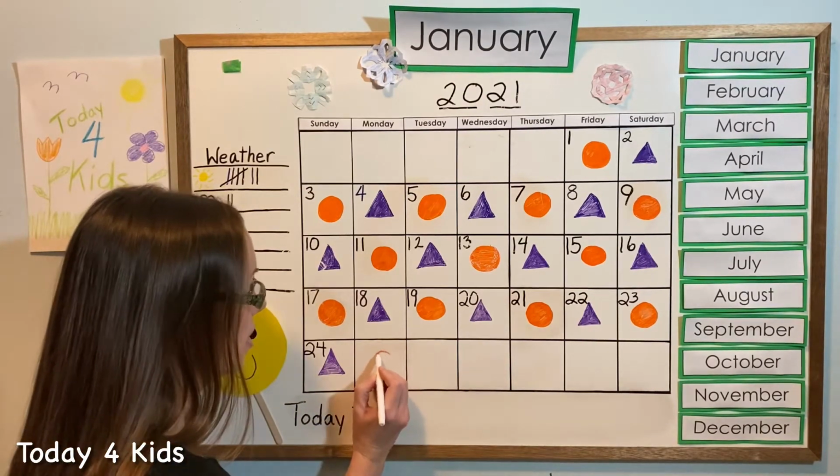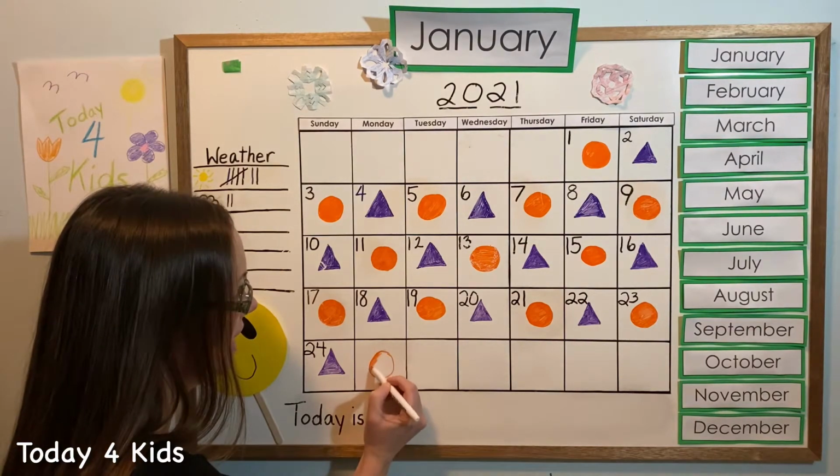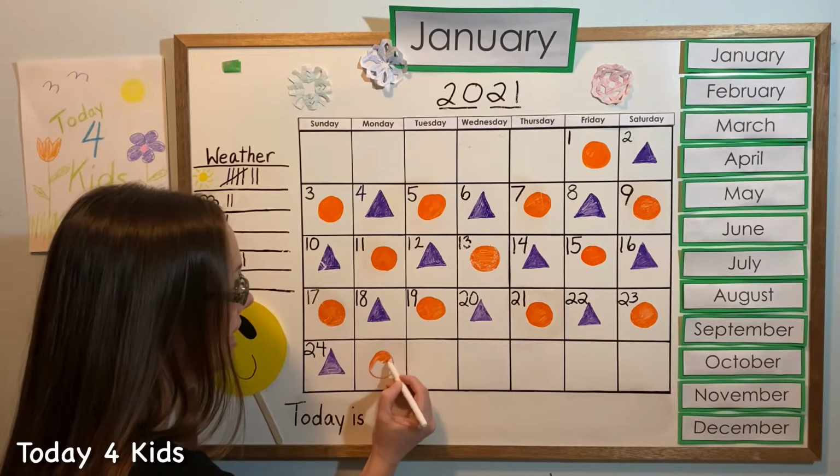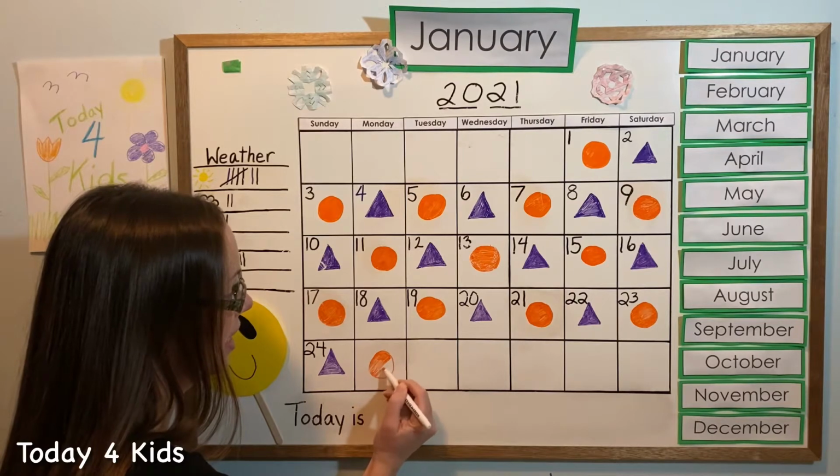So let's make an orange circle. We'll color it in to mark off today. Are you coloring it in on your calendar? Or maybe a piece of paper? Maybe you're Xing off your day, or maybe you're just remembering it in your head. All of those are okay.